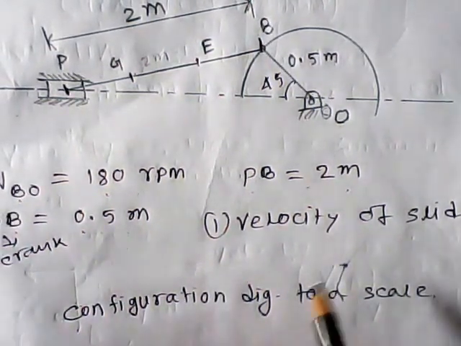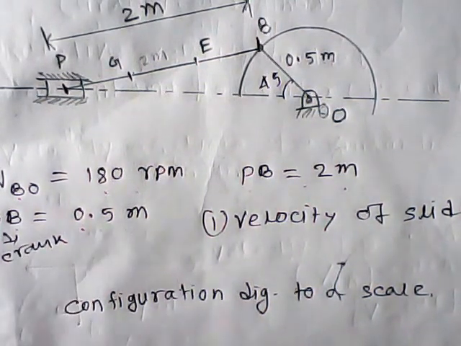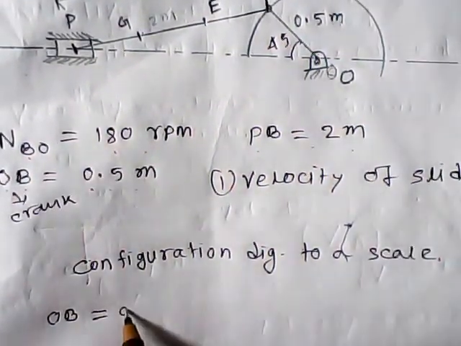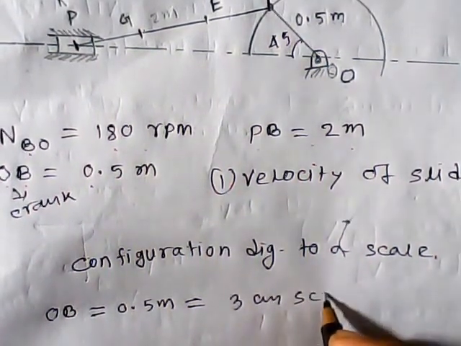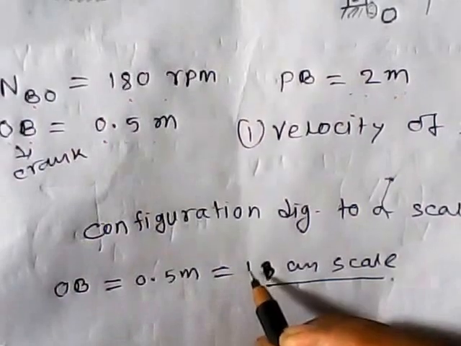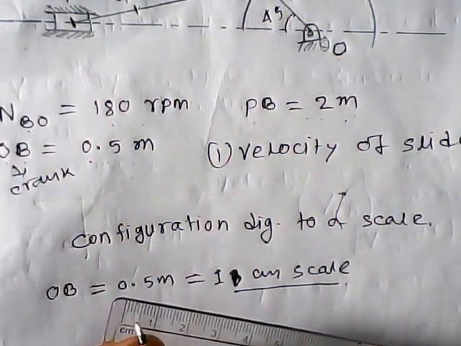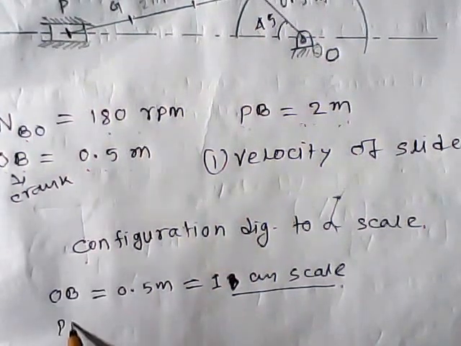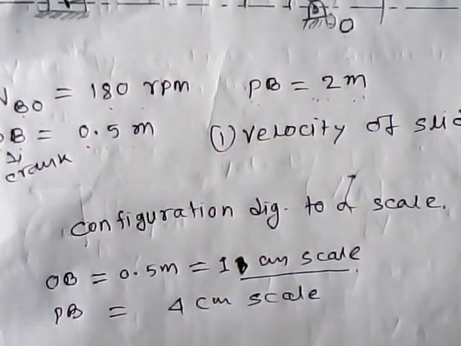So first draw the configuration diagram. The configuration is given, so first draw the configuration diagram to a scale. Suppose OB equal to 0.5 meter. Sorry, I consider it as 1 centimeter scale: 0.5 meter equal to 1 centimeter scale. Then 2 meter, PB, means 4 centimeter scale. 0.5 means 1 centimeter scale and 2 meter means 4 centimeter scale.